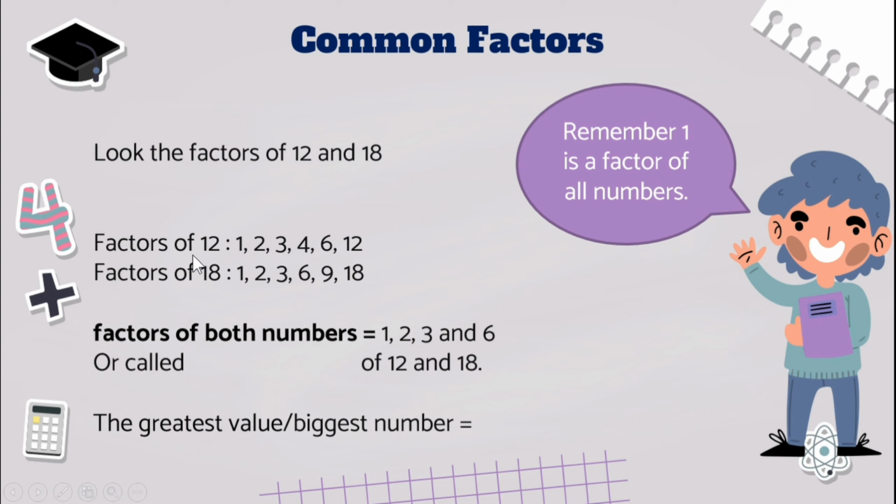These are the factors of 12: 1 and 12, 2 and 6, 3 and 4. We are going to find the multiplication of numbers that equal 12, and remember 1 is a factor of all numbers, and 1 is always the first factor of a number and pairs with the number itself. 1 multiplied by 12 is equal to 12.